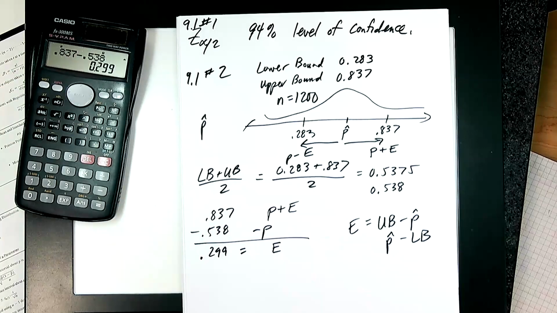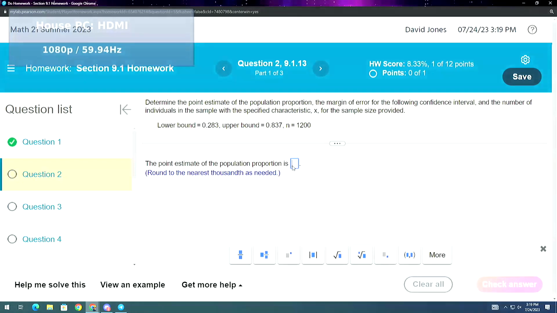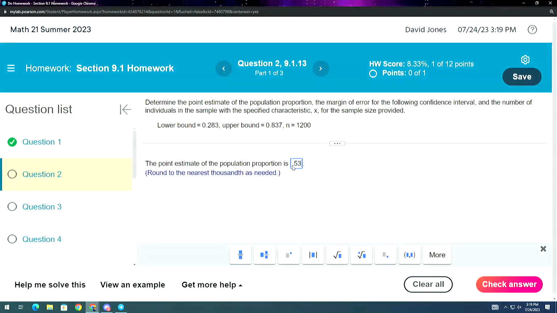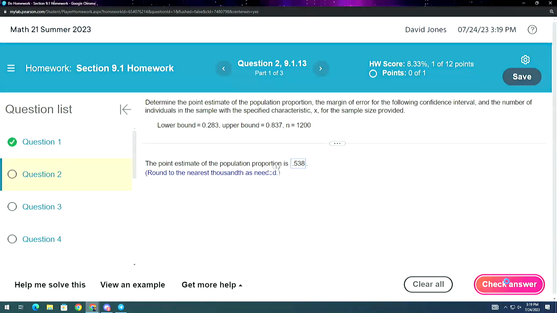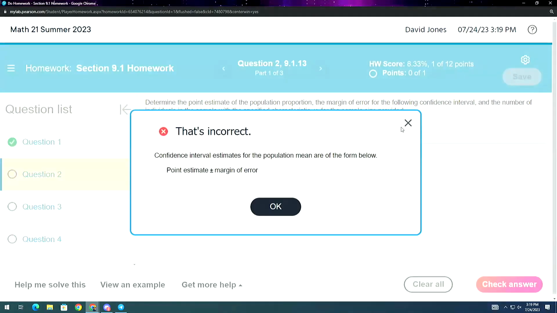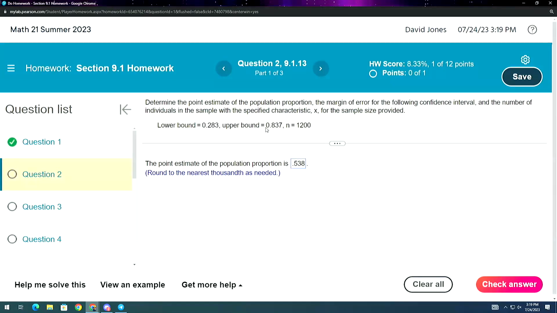All right, I'm gonna pop back over to this and tell her what it wanted to do. The point estimate was 0.538. I did halfway. Did I add that wrong? Maybe put like 0.537. Or something, yeah, try putting a 0 in front of the blank, sometimes it does that.